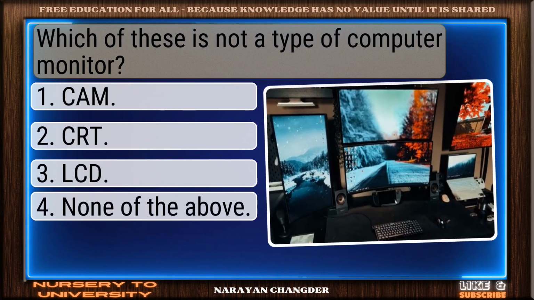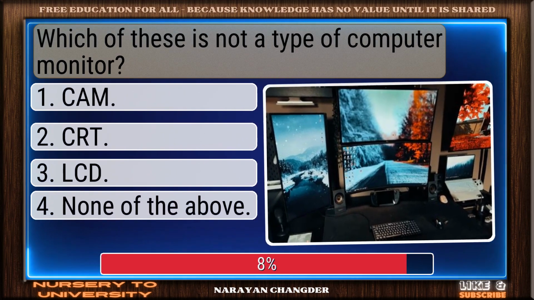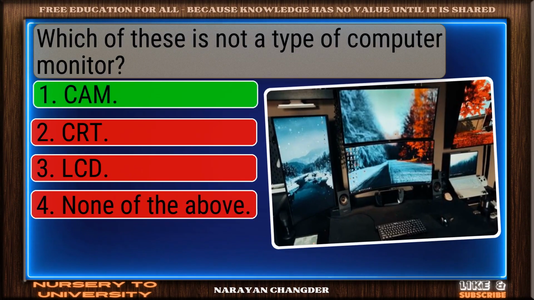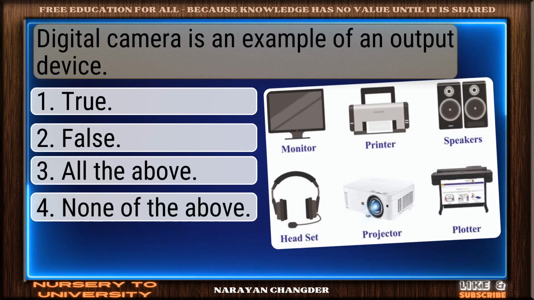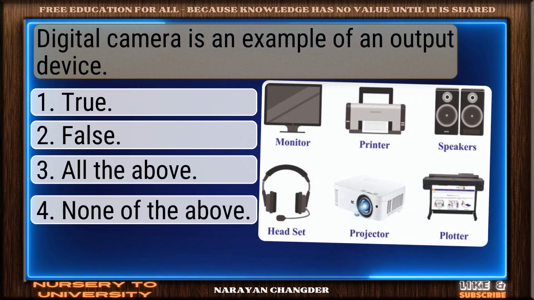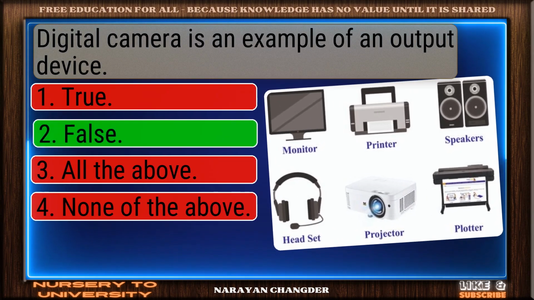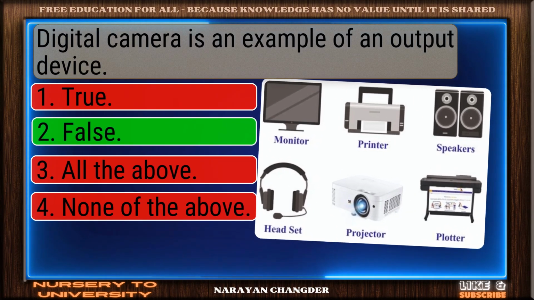Which of these is not a type of computer monitor? On track. CAM is the correct answer. Digital camera is an example of an output device. Right again. False is a valid answer.